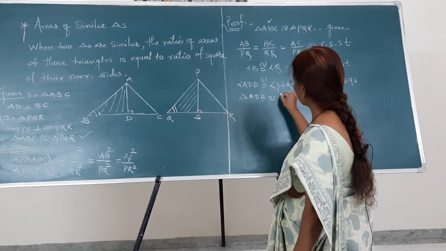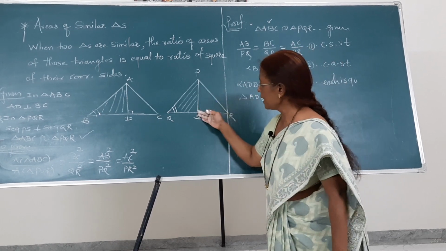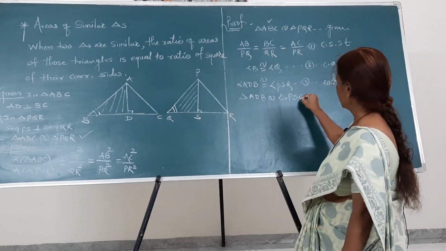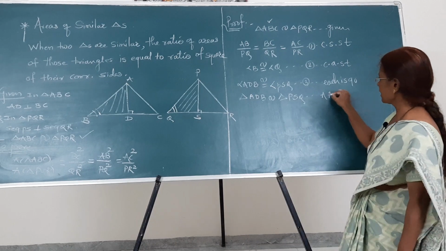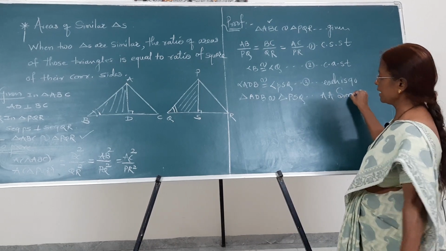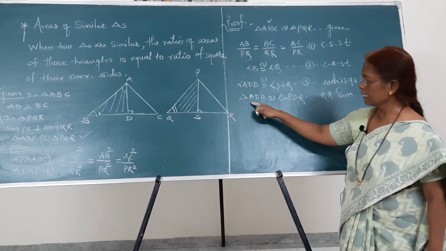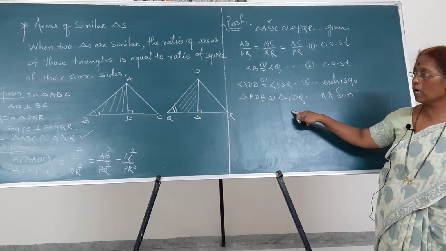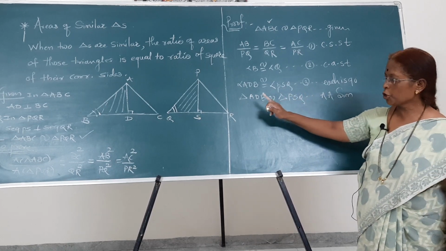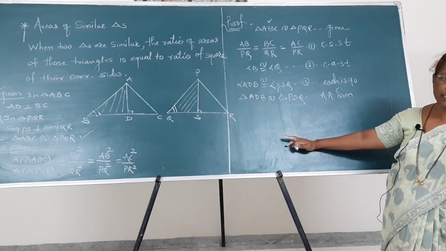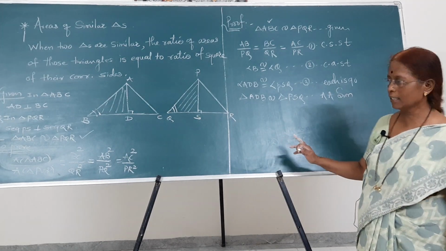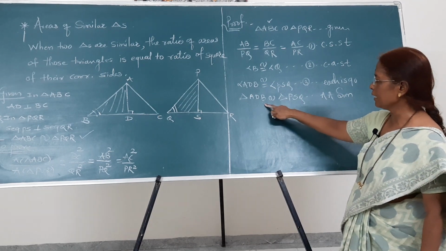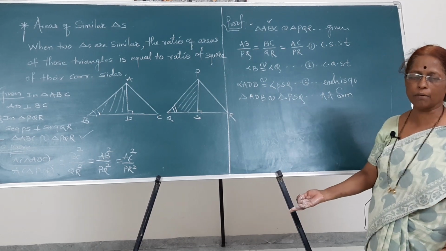Means triangle ADB is similar to triangle PSQ, and the support will be AA test of similarity. See children, while taking similarity in the triangle, there should be a proper sequence you should maintain. Now what happened? Again the same thing we have to show.